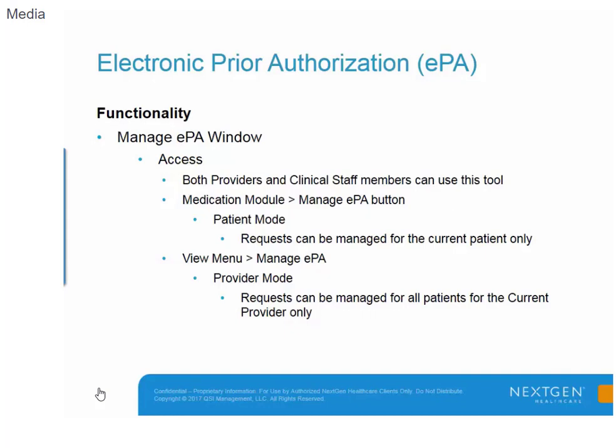But even better, you can get to it from the View menu. There's an option called Manage EPA, and we call this Provider Mode. So the current provider in the 4-point check drop-down is what we're talking about here, and you can manage all requests for that current provider. So multiple patients would be listed here.